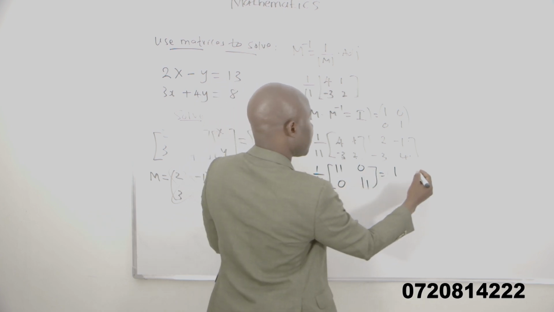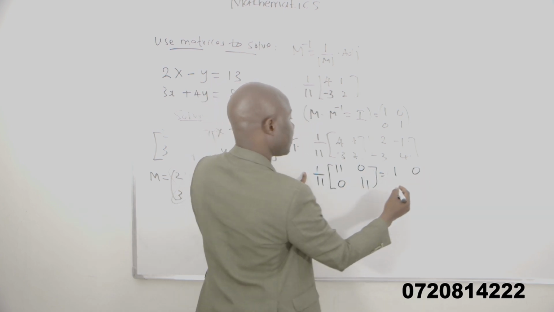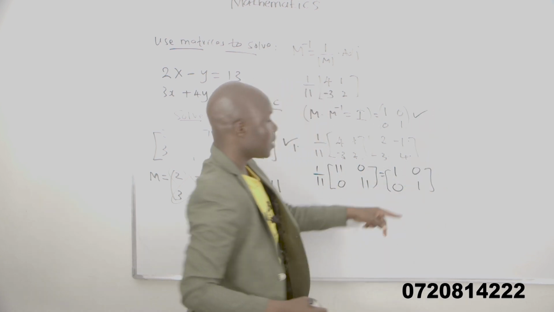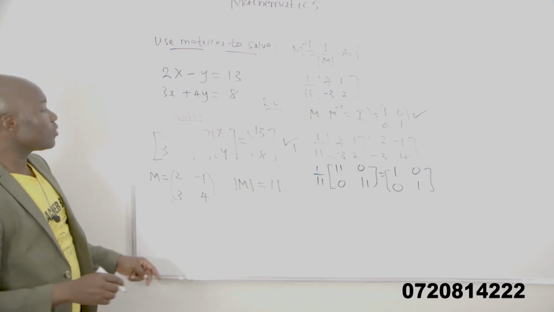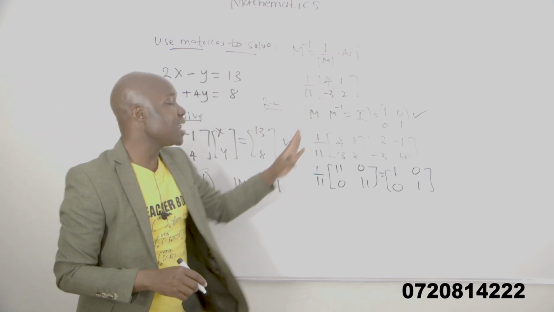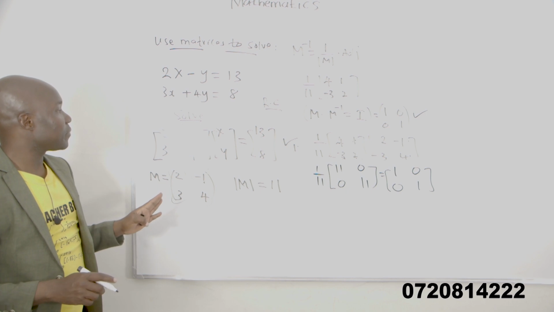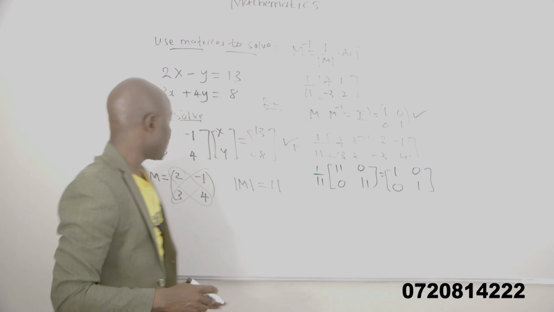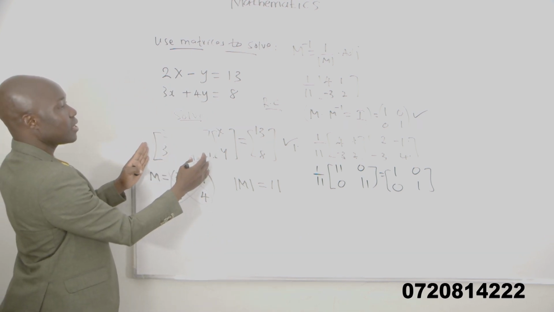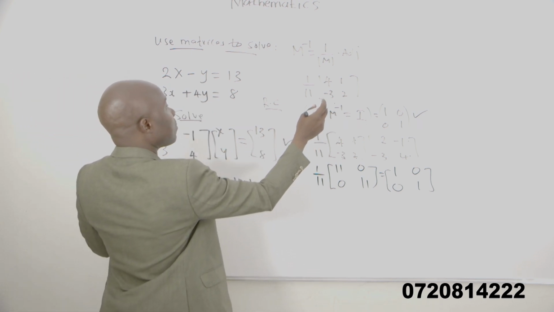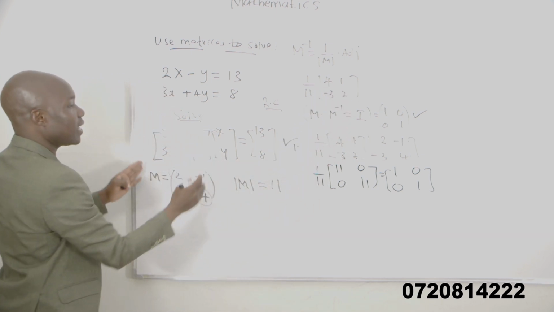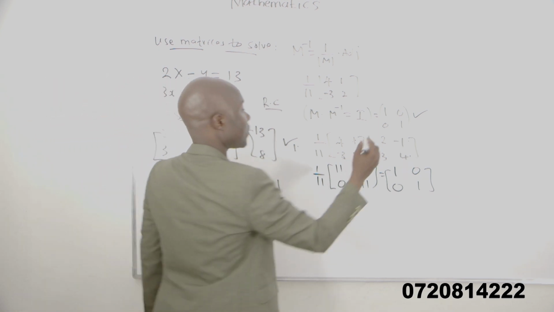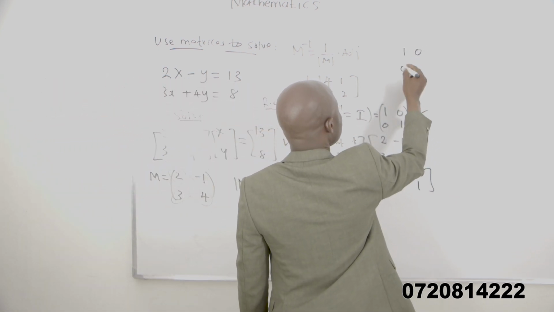1 over 11 times 0 is 0. 1 over 11 times 0 is 0. 1 over 11 times 11 is 1. So you see we get the identity matrix. So it implies when you take that inverse and multiply both sides, what you will get on your left hand side will simply be the identity. So by taking this matrix, I multiply both sides by the given inverse. After multiplying a matrix by its own inverse, we get 1, 0, 0, 1.